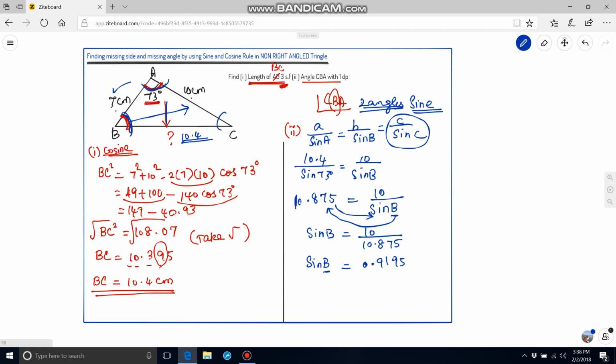Our aim is to find the value of B. So we can apply sine inverse on both sides, so that sine inverse of 0.9195 gives 66.858. We are finding the value of angle B. So give the representation angle B is equal to, and the question needs 1 decimal place correction. So the integral part is 66, the decimal part first number is 8 and the second number is 5. 5 and above can be rounded up, so this 8 is considered as 9, with 1 decimal place correction.